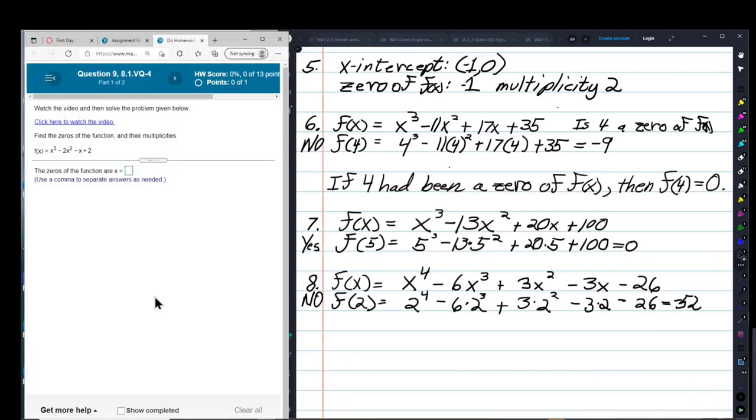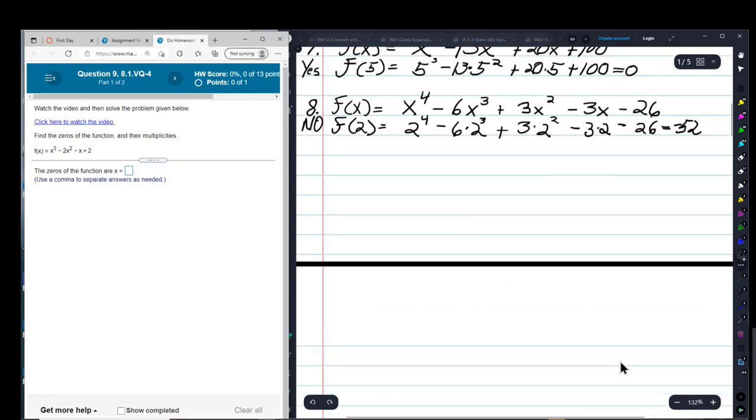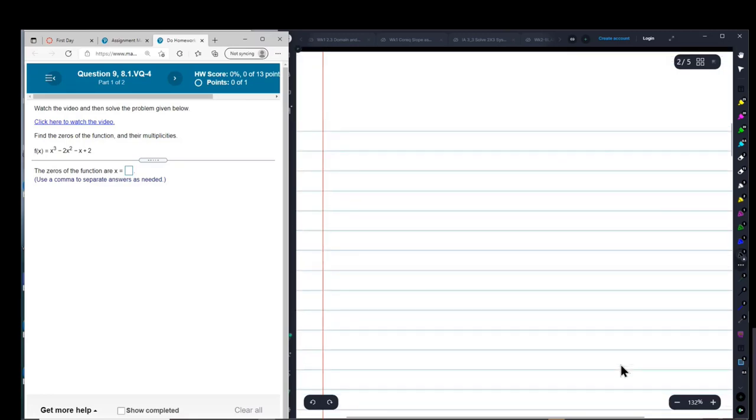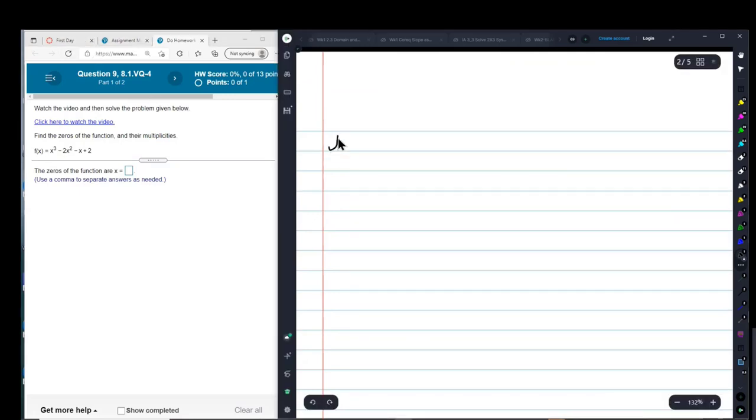Let's go to number 9. Now we are being asked to actually find the zeros. Okay, now we have to find them for ourselves. F of X equals X cubed minus 2 times X squared minus X plus 2.